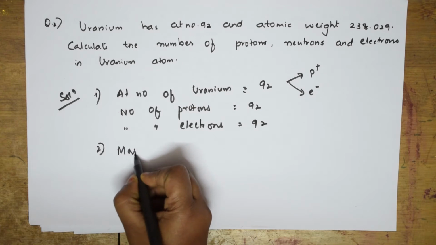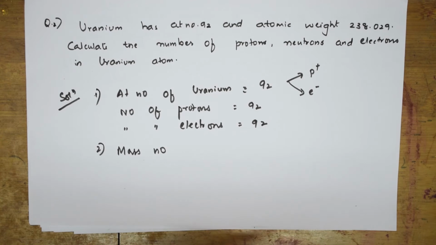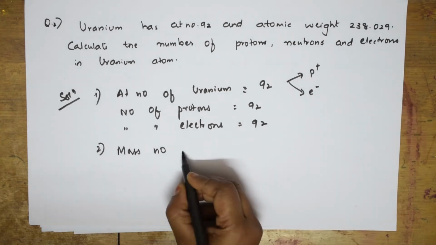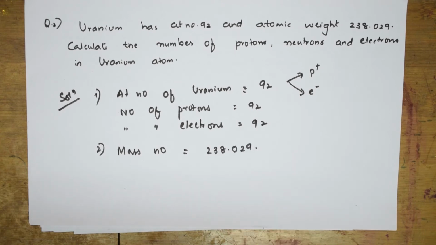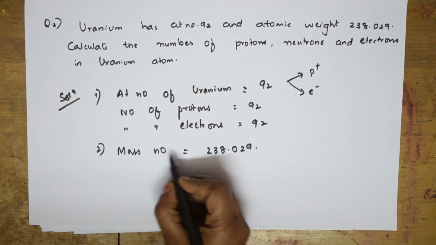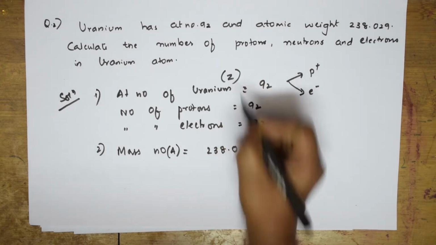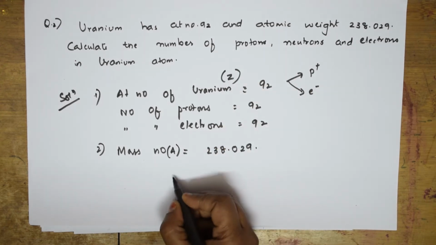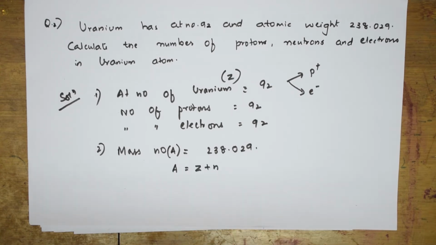What is the mass number now? The mass number is the atomic weight, meaning the integer value, the higher part, isn't it? The mass number given to me is 238.029. Okay, fine. The mass number is denoted by capital A, and the atomic number is denoted by Z. The formula we have is A is equal to Z plus N. This is the formula, correct?